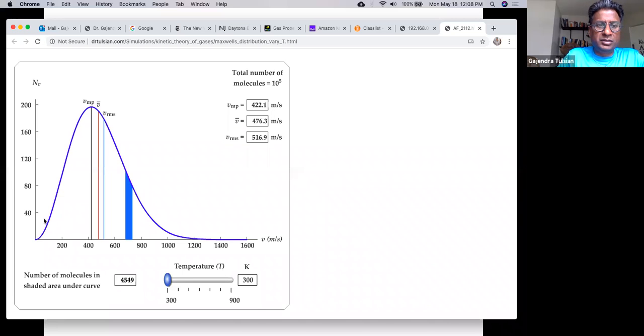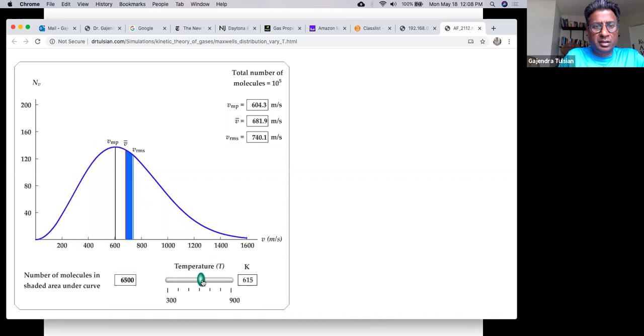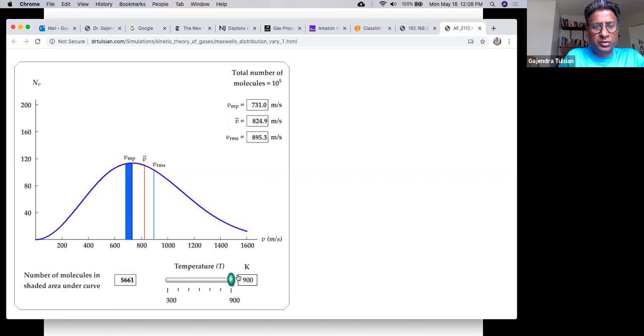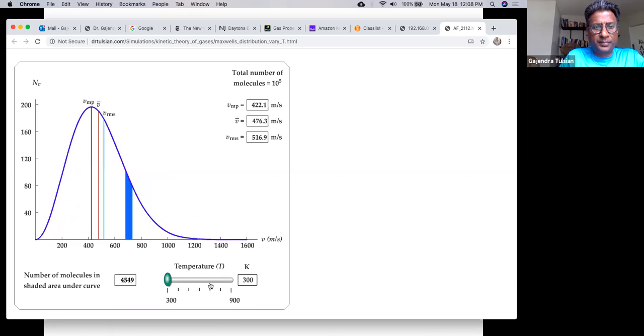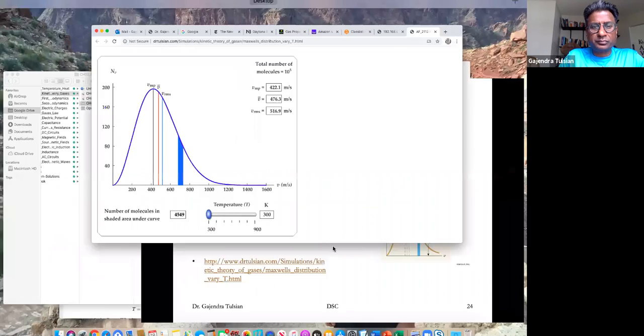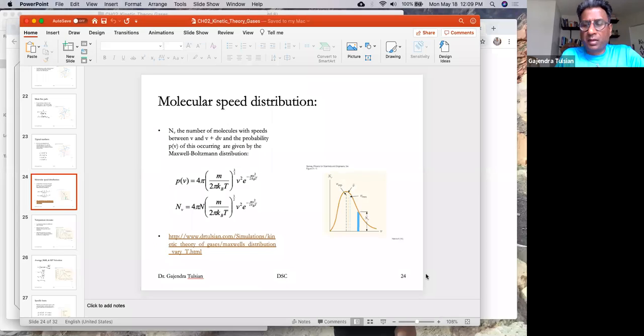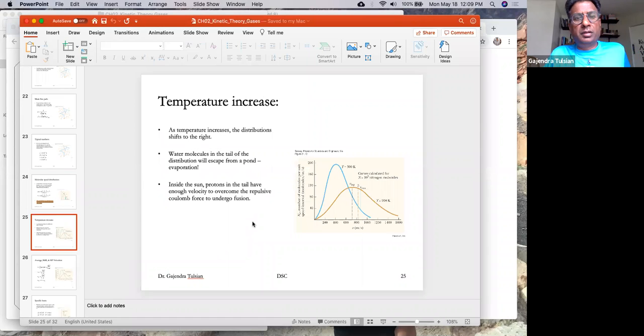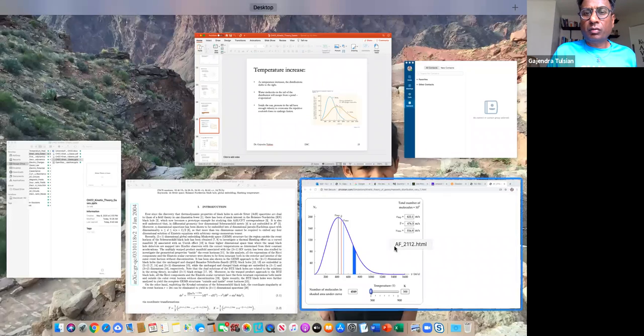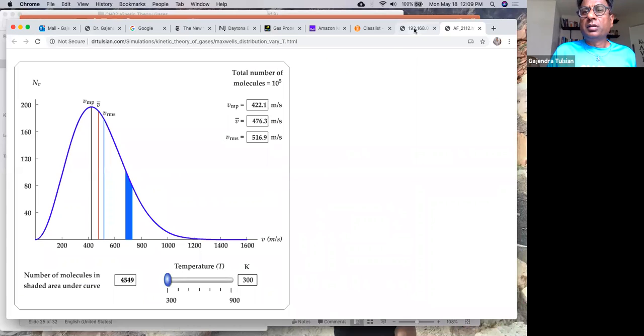So this is the Maxwell-Boltzmann distribution, and you see as I increase the temperature of the gas, the curve flattens and moves to the right. So that's the molecular speed distribution. And now, this is important.